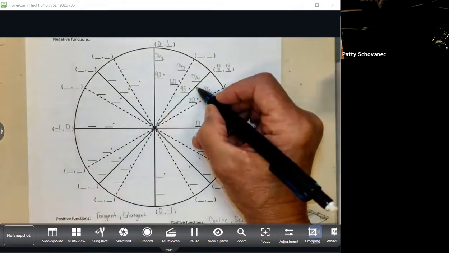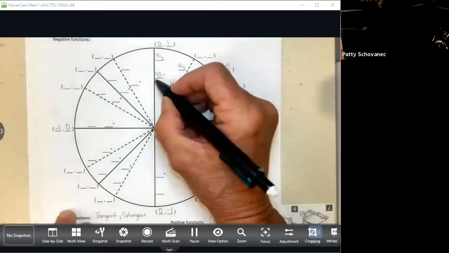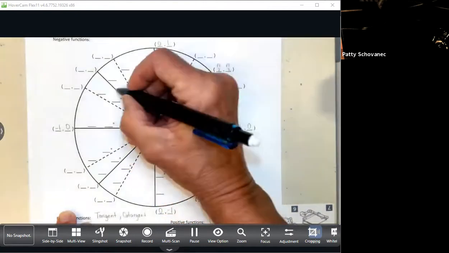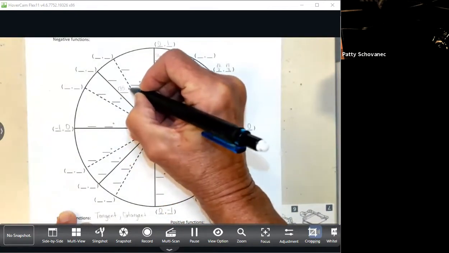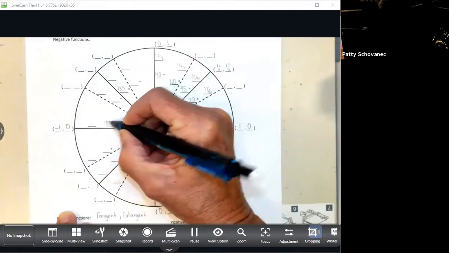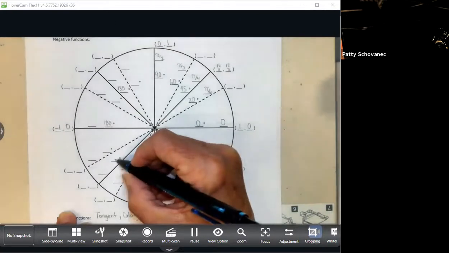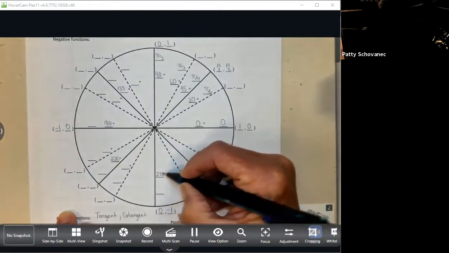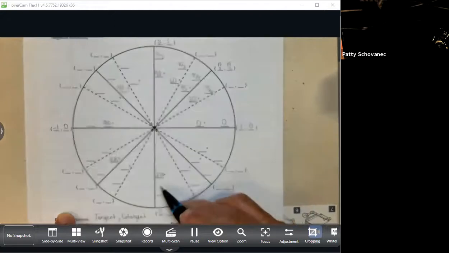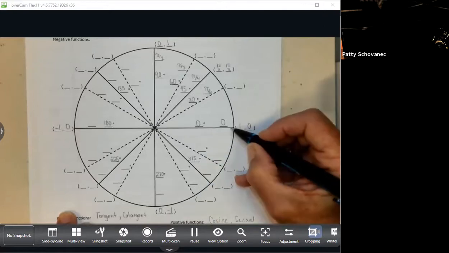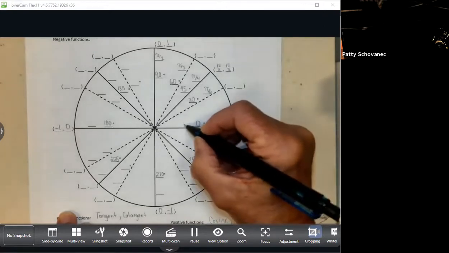Okay, so now I'm going to count 45. I'm just going to add 45 degrees to itself. 45 plus 45 is 90. What's 90 plus 45? 135. 135 plus 45 is how much? And then 180 plus 45? 225. 225 plus 45? 270. And then if you add 45 to 270, 315. 315 plus 45 brings you back to 360 degrees.